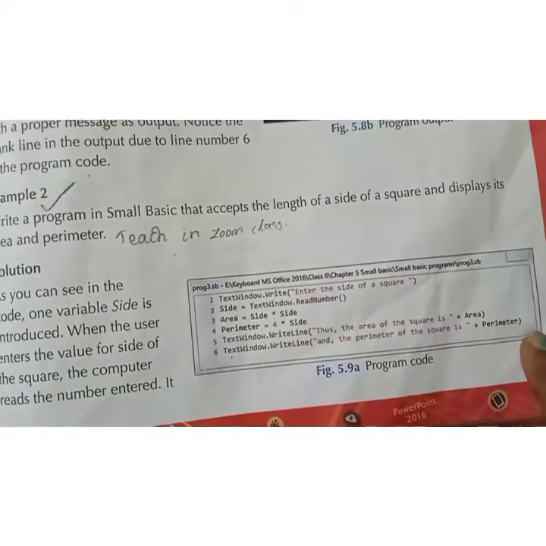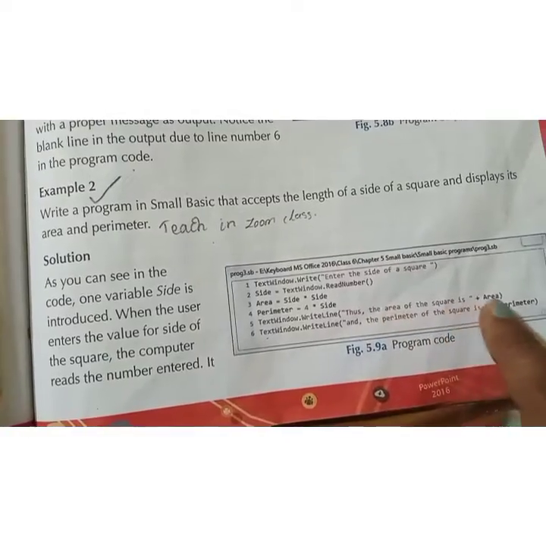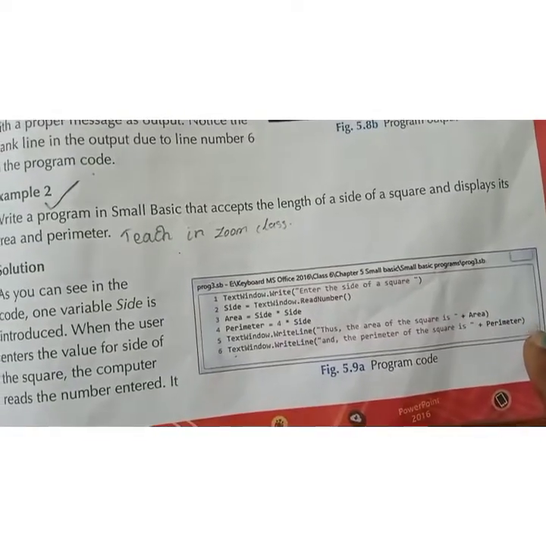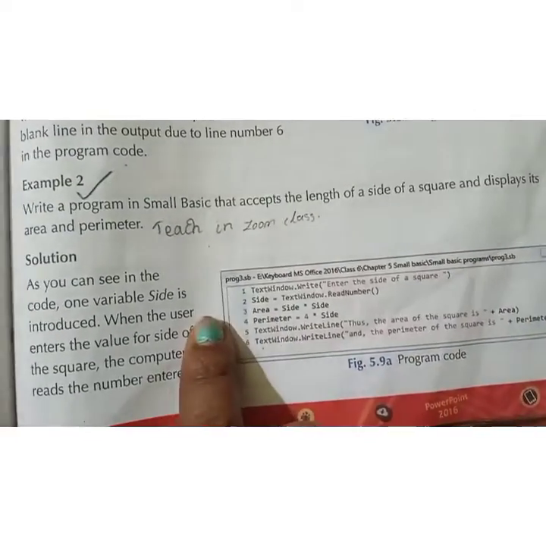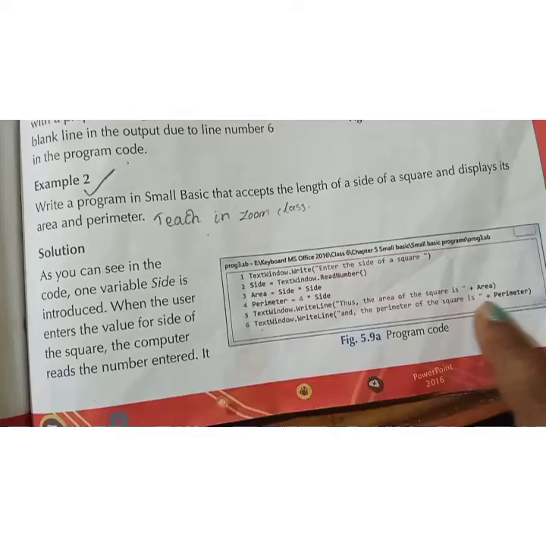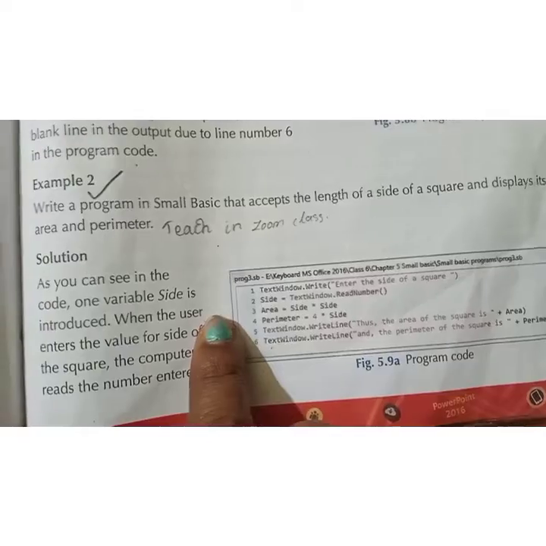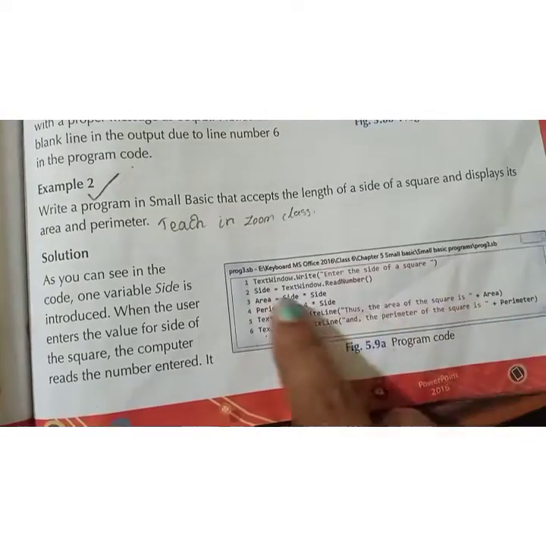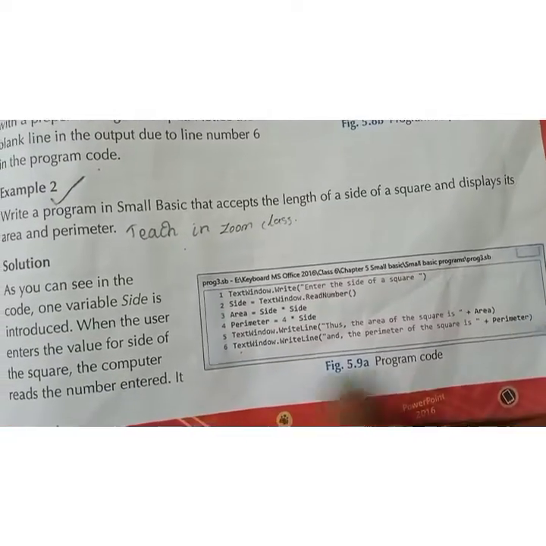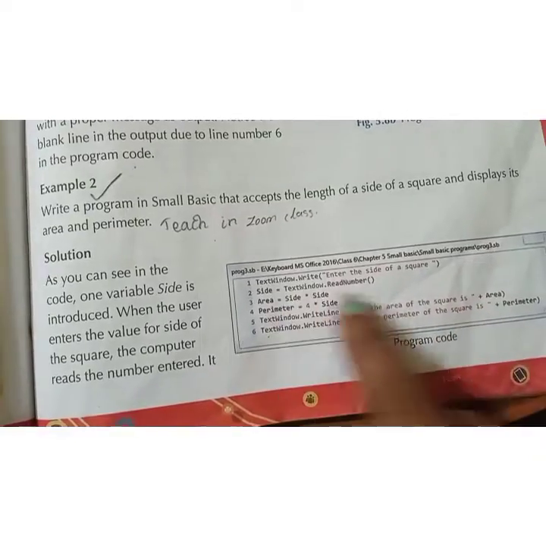Then text window dot write line of the area of the square is plus area; that variable comes here. The area variable I stored as side star side. Then the perimeter value is 4 star side, and that perimeter value comes with this line, the perimeter of the square is, and then it displays the perimeter. Now you understood how to calculate the perimeter and the area of the square. Like this we can write many programs for doing calculations.